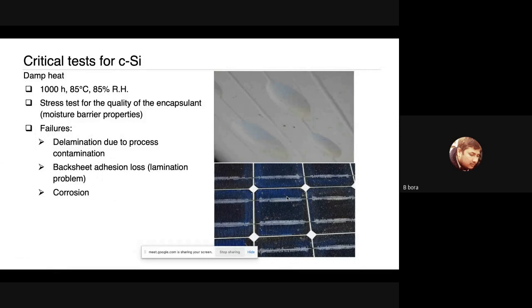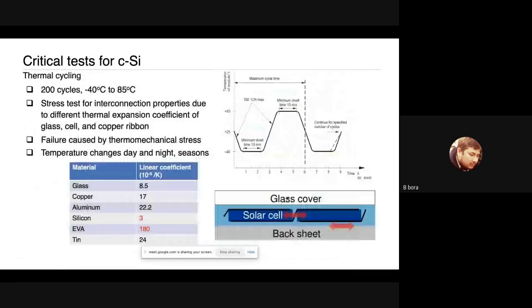After that, there is one test we call thermal cycling. As already mentioned, there are different materials in the module: glass, copper, sometimes aluminum, silicon, EVA, and also tin. The module is a sandwich structure: glass, then EVA, then cell, then EVA, then Tedlar. Every part of the module has a different thermal expansion coefficient. In the morning, the temperature of the environment is low. At noon it keeps increasing, and in the evening it may increase again.